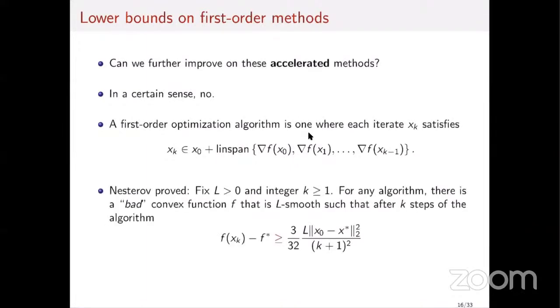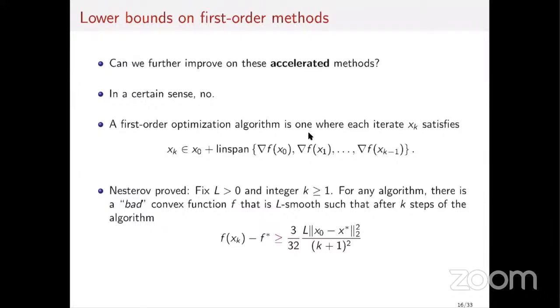And the result, again proved by Nesterov, tells you the following. I'm going to fix L, the L-smoothness of my function, and an integer k. Then the claim is that for any algorithm, you choose an algorithm, you design the algorithm that you like, I'm going to give you a certain function f that is convex and L-smooth, and I guarantee to you that after k steps of your algorithm, the function value f of xk minus f star is going to be at least something like 1 over k squared.